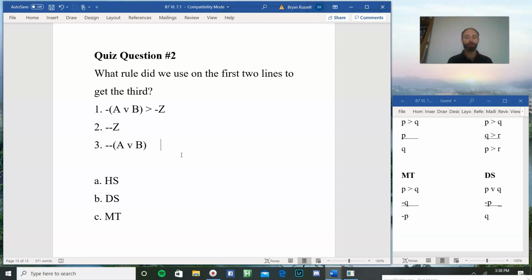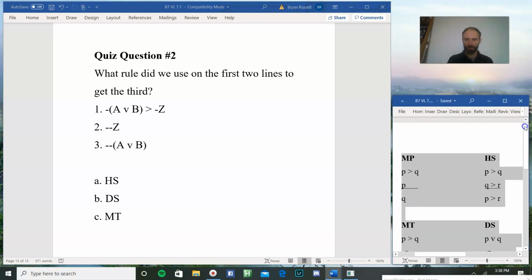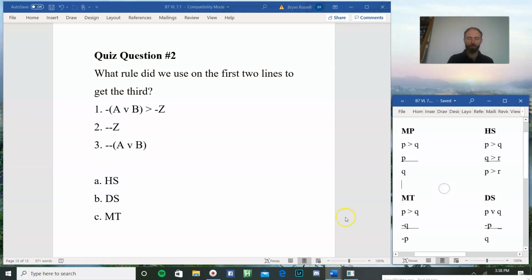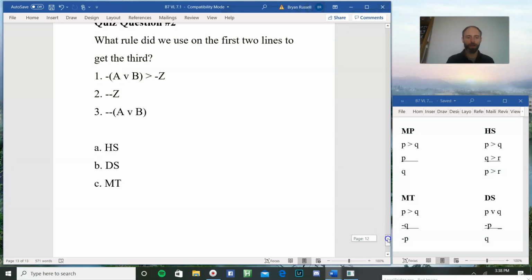Did we use A, hypothetical syllogism to get there? B, disjunctive syllogism? Or C, modus tollens, to get there? Write that down, and that's the end of our very long lecture for this section.